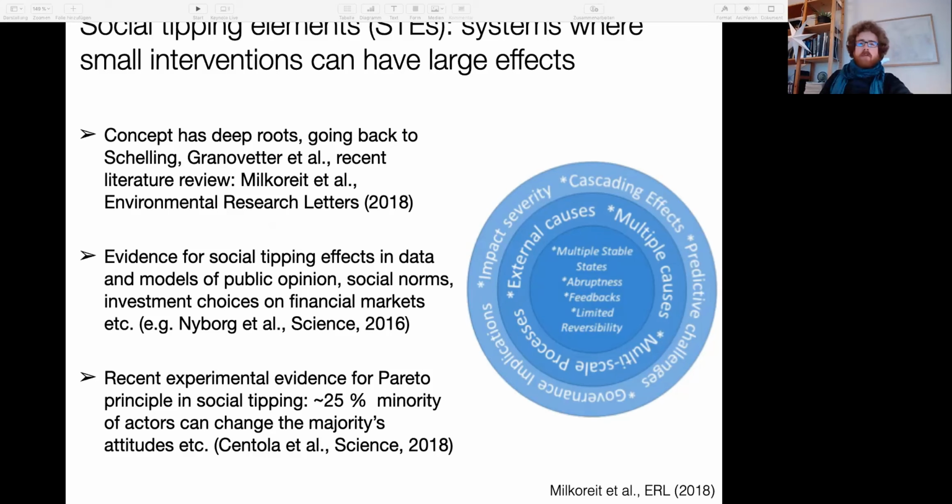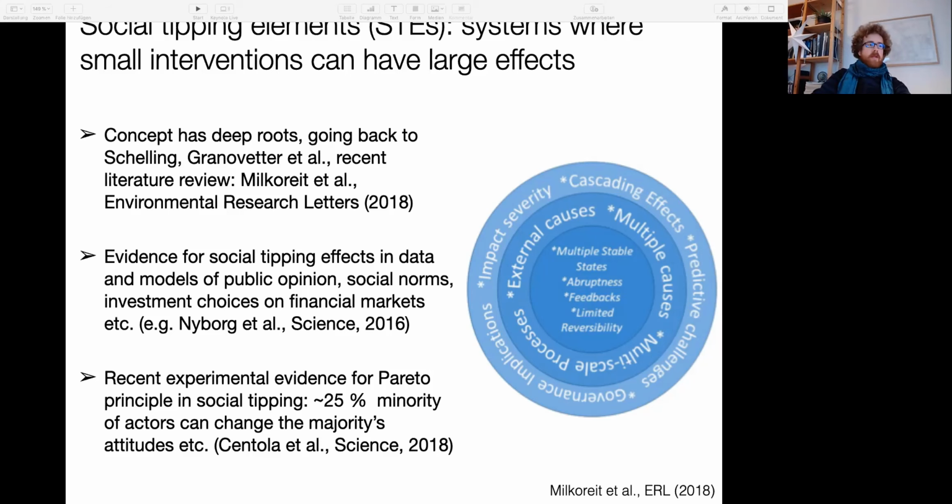And there's even recent experimental evidence from behavioral experiments that shows something like a Pareto principle for social tipping, where it was shown that 25% of a minority or so of actors are sufficient to actually change the majority's attitude. So it turns out that a committed minority can often overrule the majority and really change the overall direction of the system. And this is consistent with what has been called social tipping before.